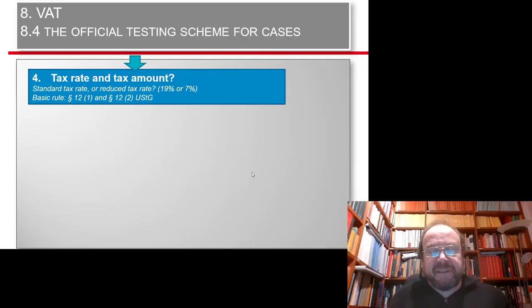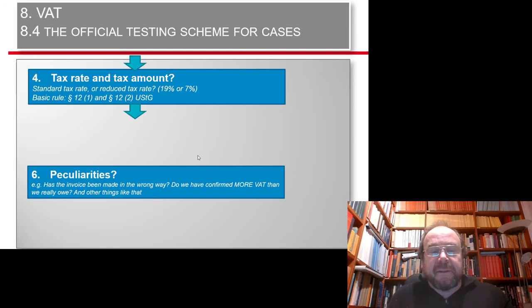Then tax rate and tax amount have to be determined and calculated. Naturally, in a case solution, everybody wants that you also calculate the amount of the tax and not only say if it's 19 or 7%, clear.